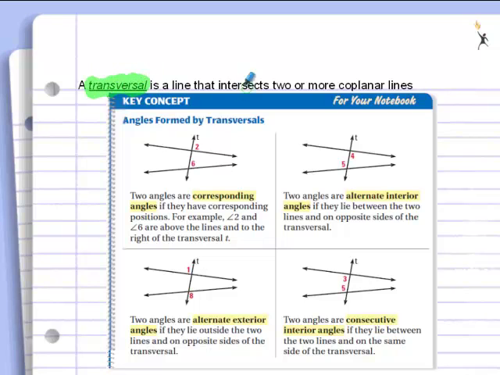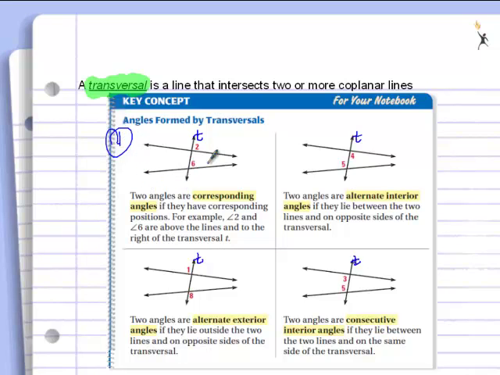A transversal is a line that intersects 2 or more coplanar lines. Really, it's just the intersecting line. Just think of it like that. In all 4 of these angles, the transversal that we're working with is line T. That's the transversal. So let's first look at this guy right here. We'll call it number 1.